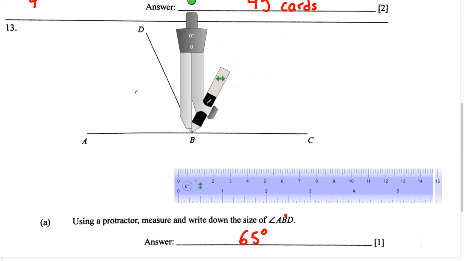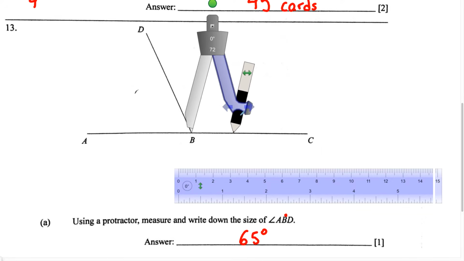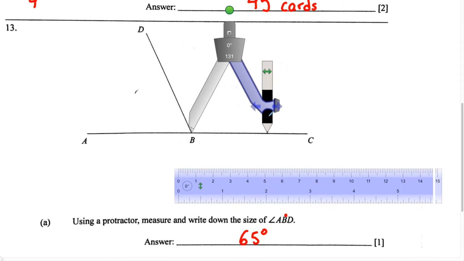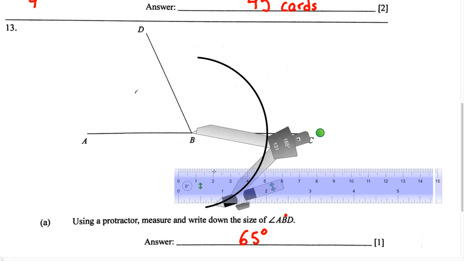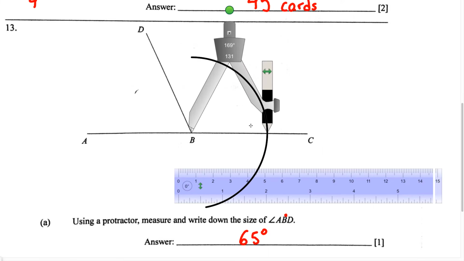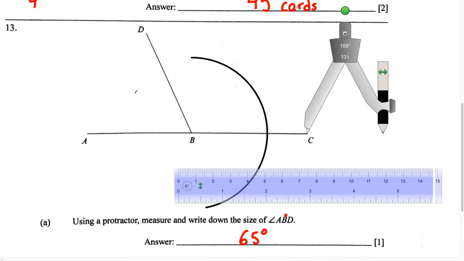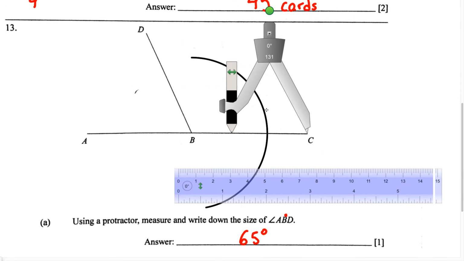Then we're going to open up our compass to a little more than half of the line. We can say about right here. And we're just going to draw an arc at the top and at the bottom. Now we're going to move the compass point to point C. Leaving the same radius, we're just going to turn the compass around and draw an arc at point C going from the top to the bottom.